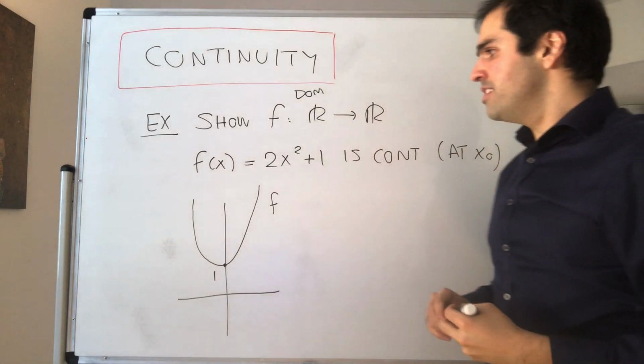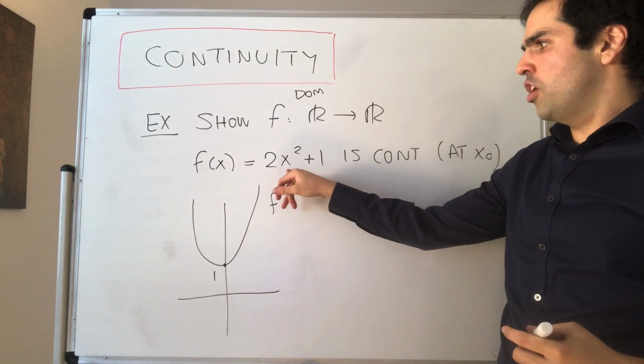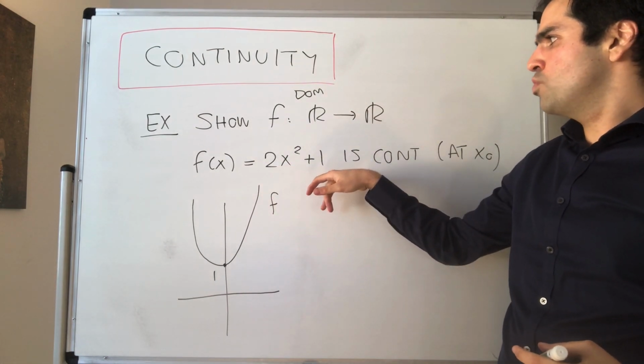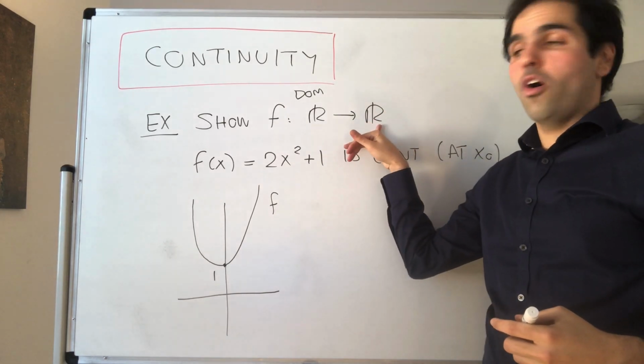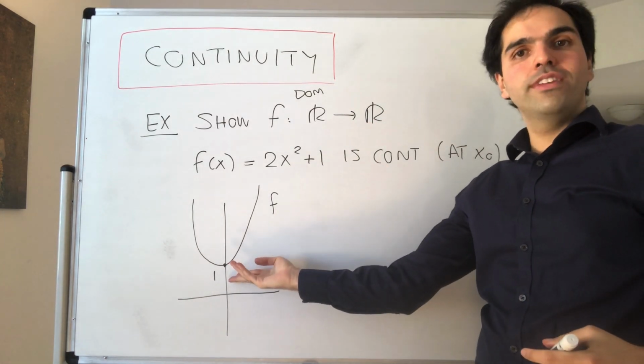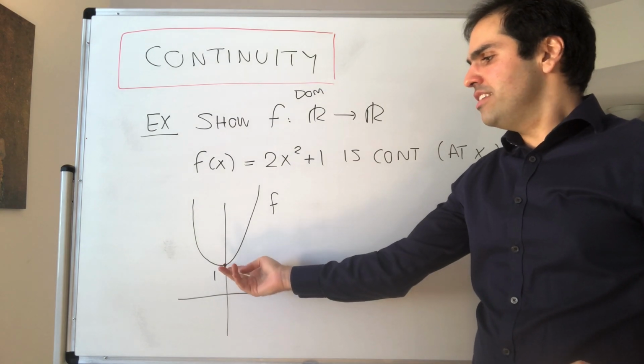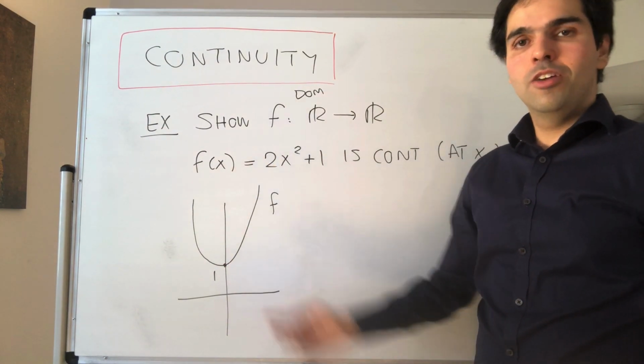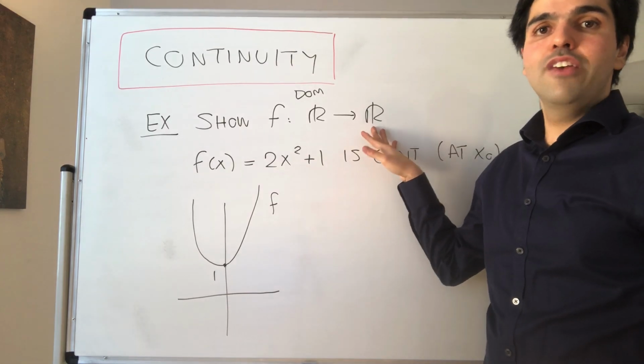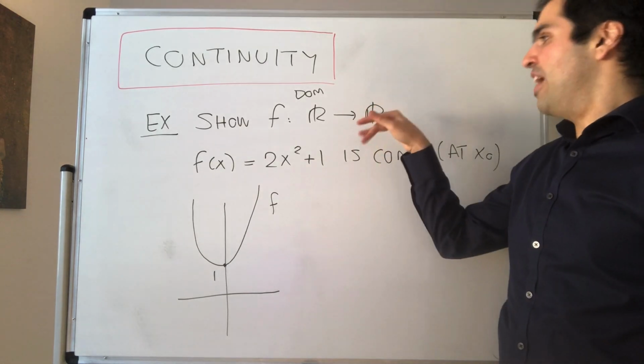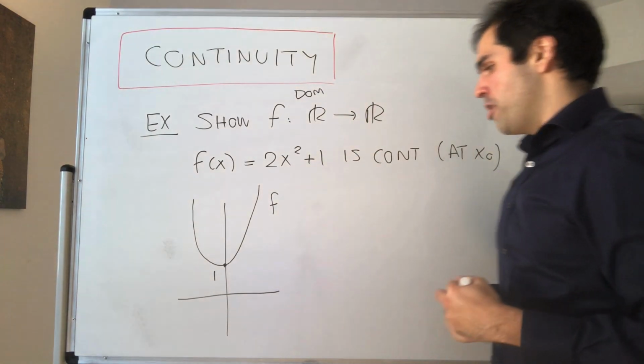And all that it means is that if x is a real number, then 2x squared plus 1 is guaranteed to be in R. Of course, here more is true. We know that f is in [1, infinity). But this is just a promise. If x is in your domain, f of x is guaranteed to be in R.